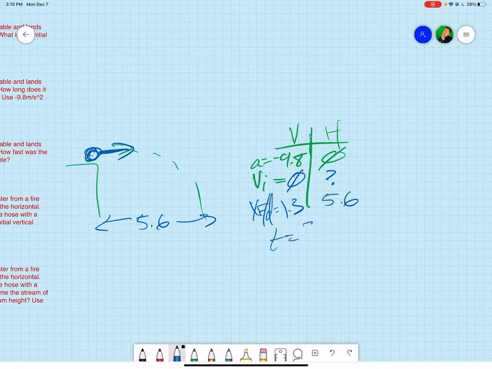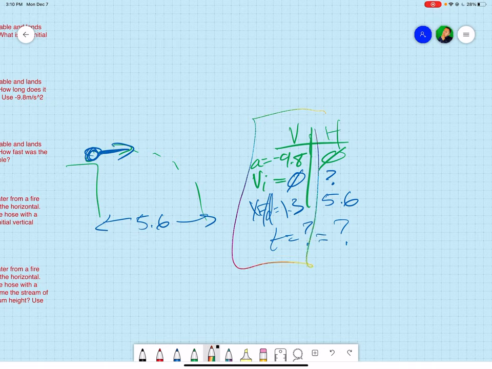You're going to have to solve for time, and you're going to have to solve for time on both sides. So the first one, because you have only one unknown on the vertical side, I would solve for that vertically first. And I'm going to tell you, you've got a formula, square root of 2xf over a. You're going to have to solve for that only using vertical numbers, never horizontal. Then you're going to do horizontal.